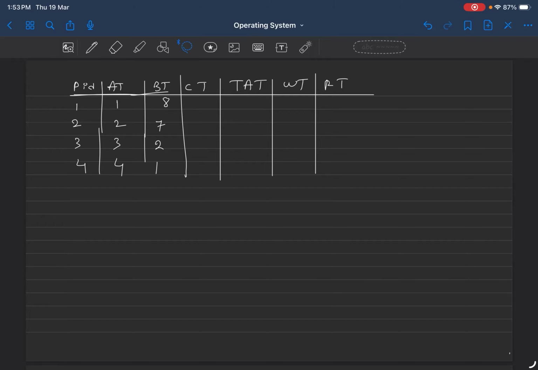In this video, I'll be taking one more example of the shortest remaining time first algorithm. Alright, so let's get started with the example. As always, I have not prepared this table and the Gantt chart so that I can make it in front of you and you can better follow it.